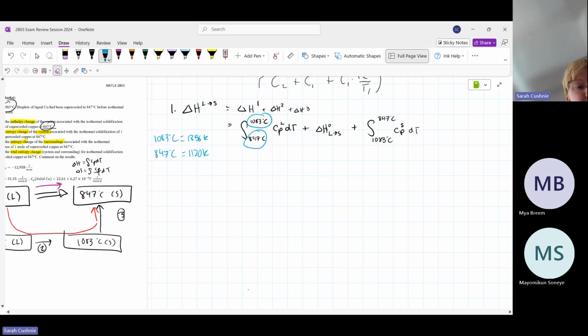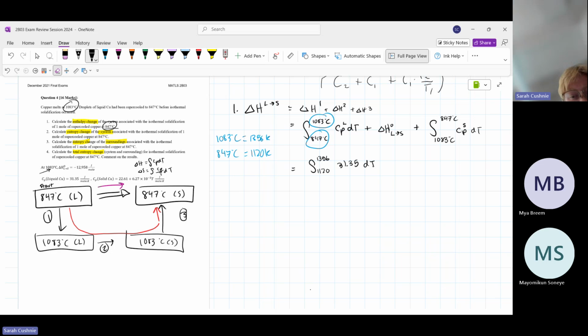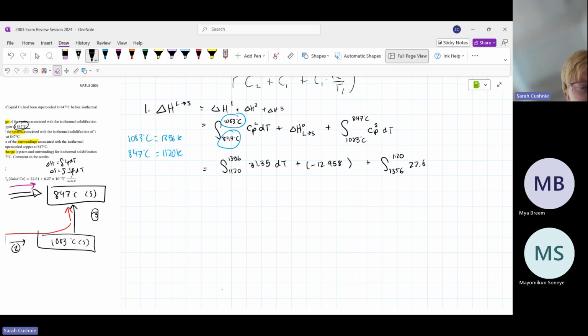Now, if you would write this out, we would get a very nice long equation: the integral from 1120 to 1356 of Cp liquid, which is 31.35 dT, plus negative 12,958, plus the integral from 1356 to 1120 of Cp of a solid, 22.61 plus 6.27 times 10 to the negative 3 T, all dT.